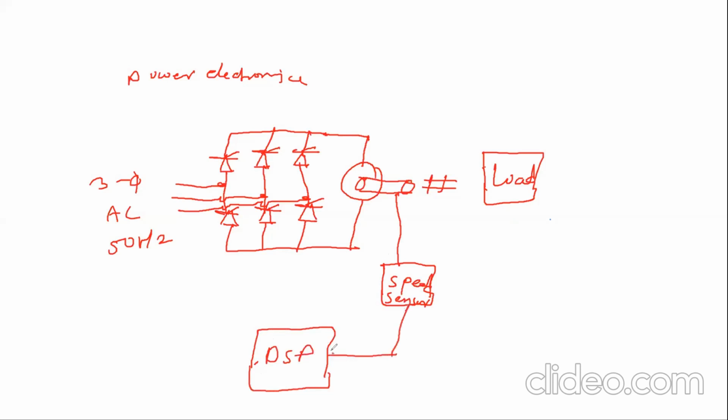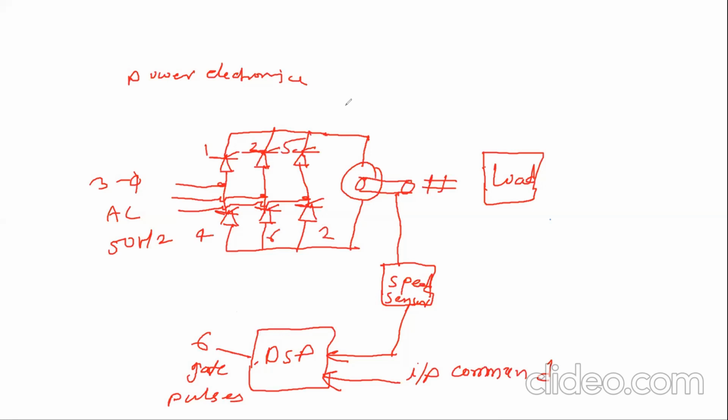A DSP processor will have one more input, which is the input command, and this DSP processor will generate gate pulses. Maybe there are 6 gate pulses because there are 6 switches: 1, 3, 5, 4, 6, 2. Now this diagram can be compared with the one we have seen earlier.